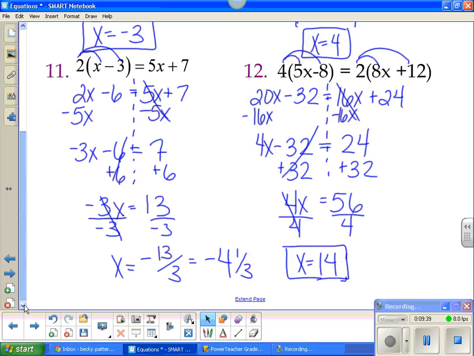Okay, so that's it for equations. Again, the goal is to always get the x's on one side and the numbers on the other. Get x by itself. You can check your answers by plugging in the answers for x back into the original problem. Just the biggest key is to take your time and watch your details.